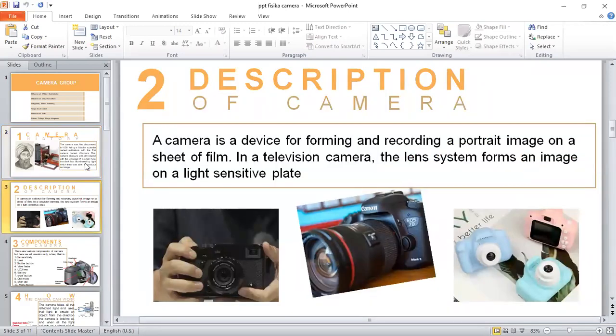Number 2, description of camera. A camera is a device for filming and recording a portrait image on a sheet of film. In a television camera, the lens system forms an image on a light-sensitive plate.